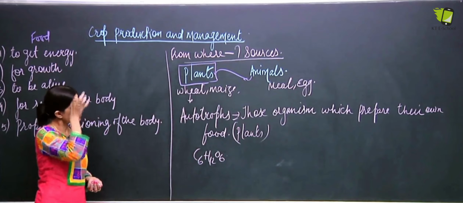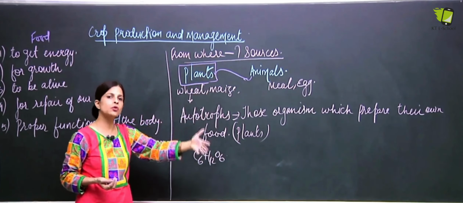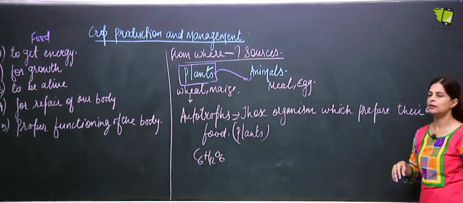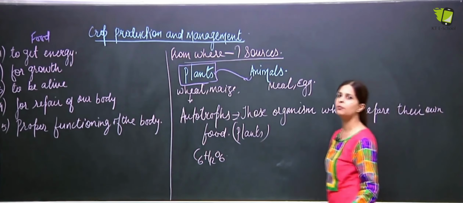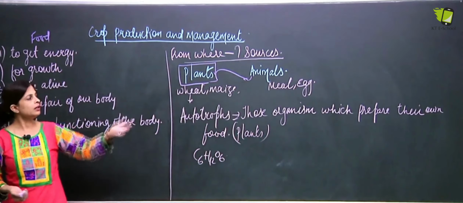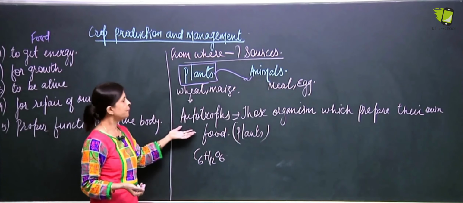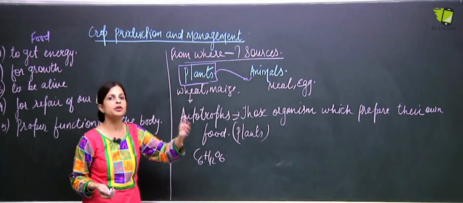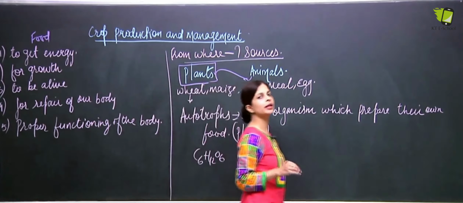So first of all, from where are we getting food? What are the sources of food for us? It can be two sources: plants or animals. From plants we have plenty of examples, say wheat, maize, jowar, barley, pea. From animals we have meat, egg, chicken. But all animals, directly or indirectly, depend upon the plants for their food. Plants are the only organism in this universe who can prepare their own food.